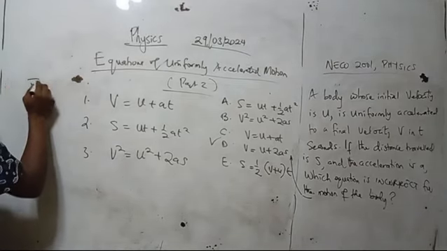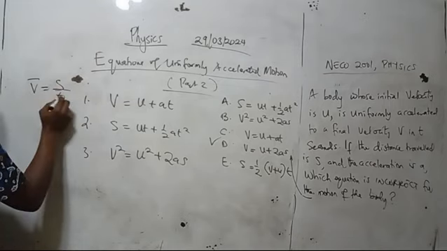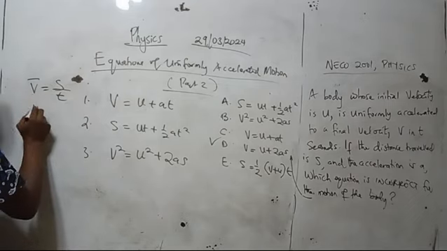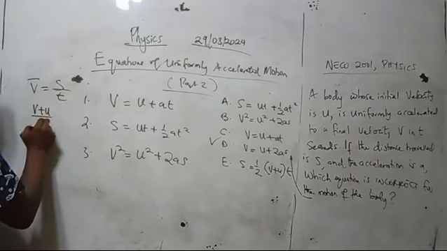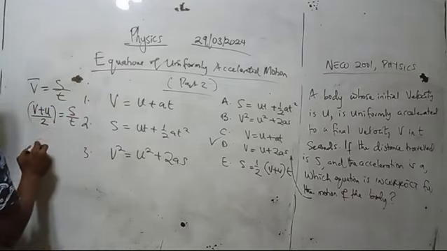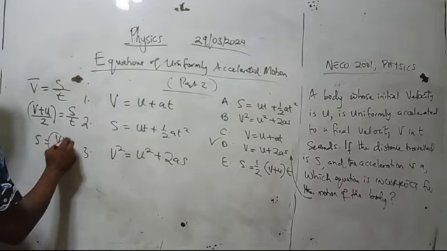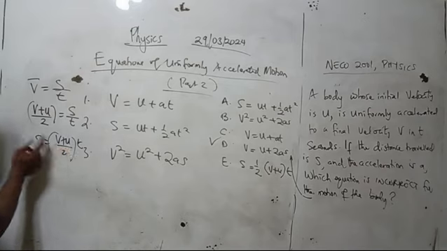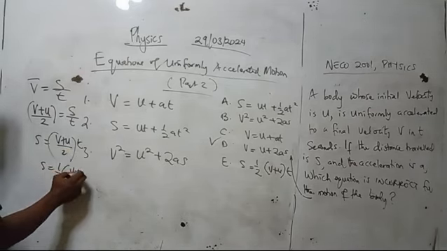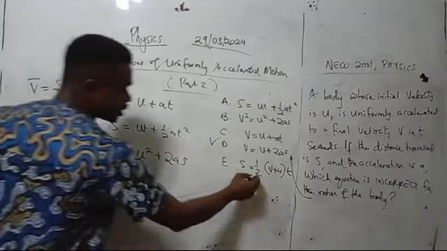So V is equal to S over T. This V bar, average velocity, is equal to total distance over time. This V bar is simply final velocity plus initial velocity over 2. So this is equal to S over T. So that means total distance is equal to V plus U over 2 times T. If you bring it out, S is equal to 1 over 2 times V plus U times T. Look at it here.